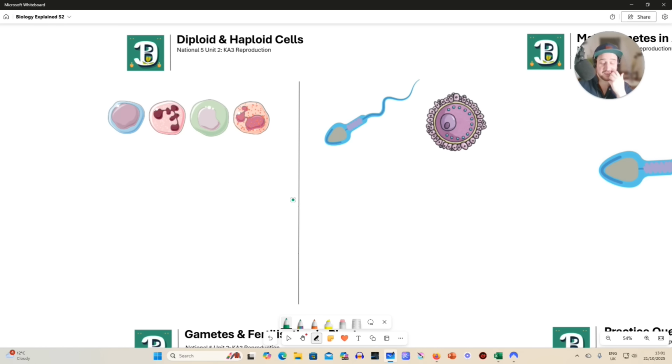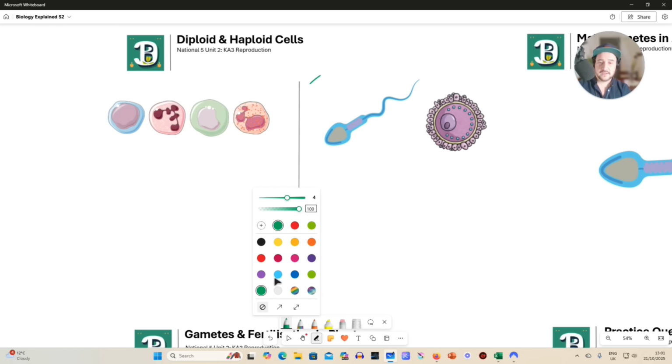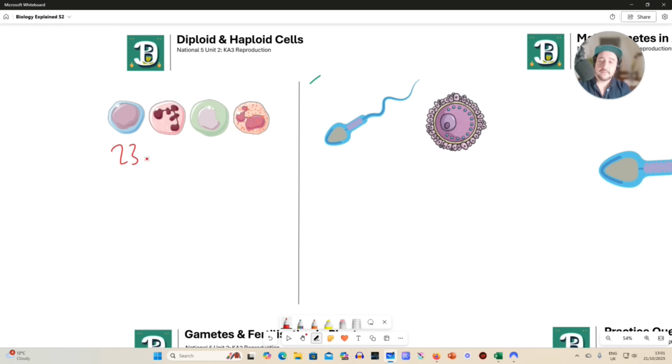So if we look back at our cells, then you can see on the left-hand side here, we have our normal body cells, and I'm going to change the colour of the pen slightly. Let's do these in red. We can see that these have 23 pairs of chromosomes each. Okay, so that's 46 in total. These are our body cells.